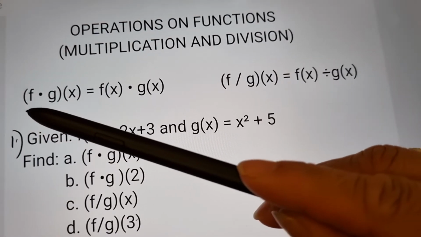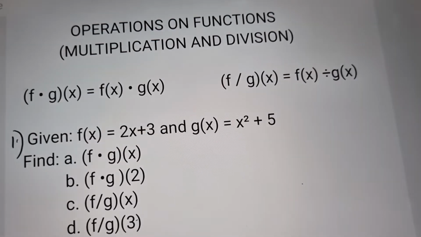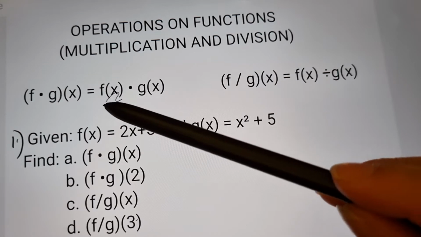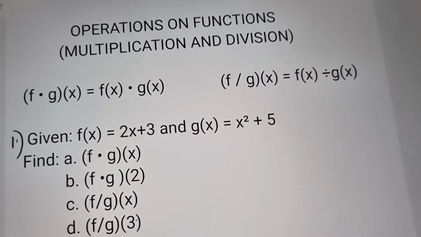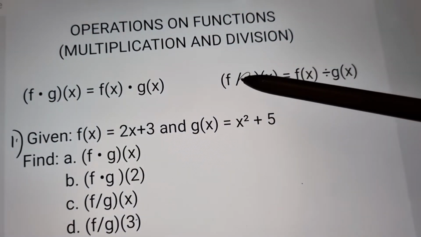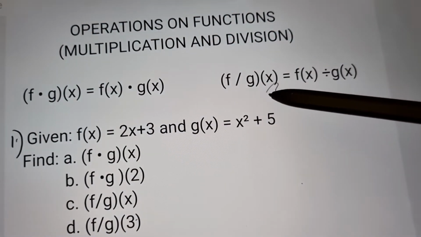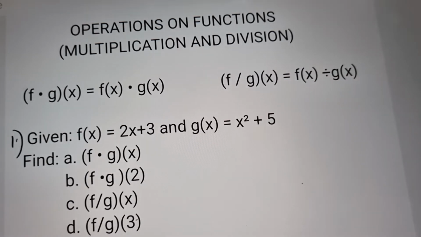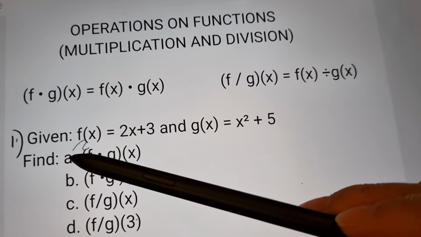So, pag meron tayong f times g of x is equal to f of x times g of x. So, napakadali lang. Multiply lang natin yung dalawang functions. Now, sa division naman, if we have f divided by g of x, simply f of x divided by g of x. So, ngayon meron tayong dalawang functions dito.